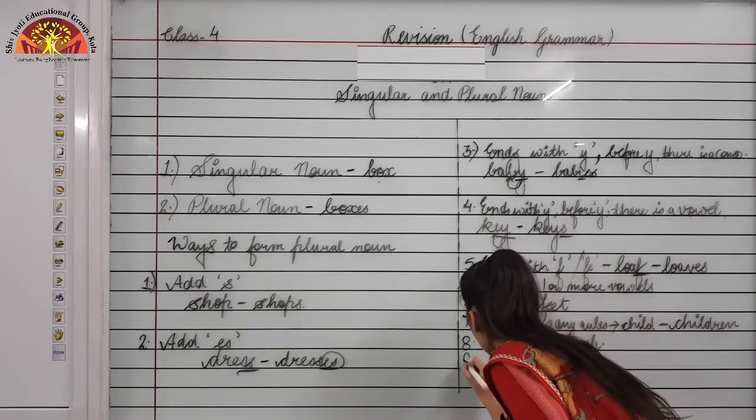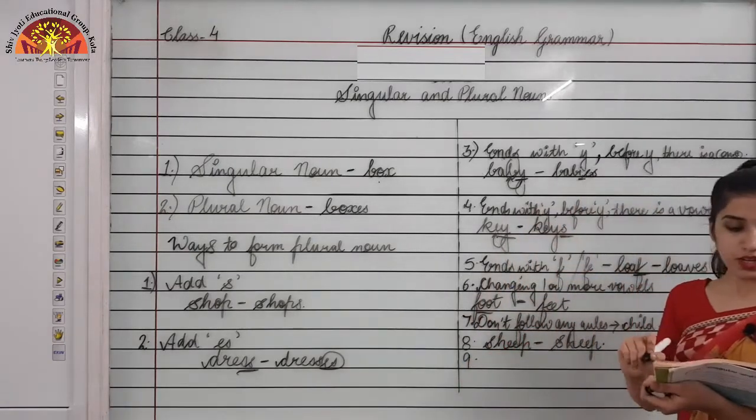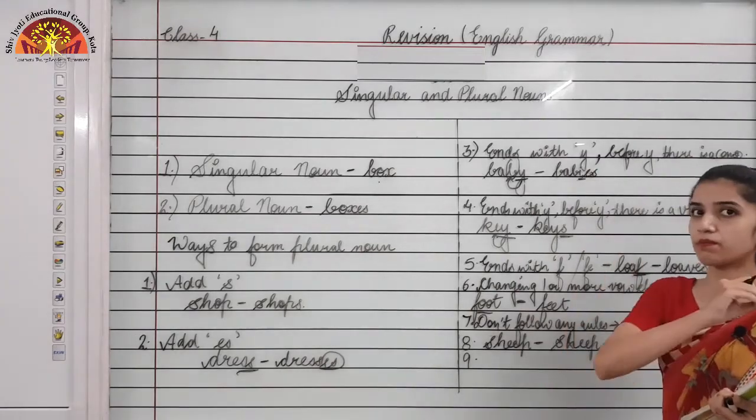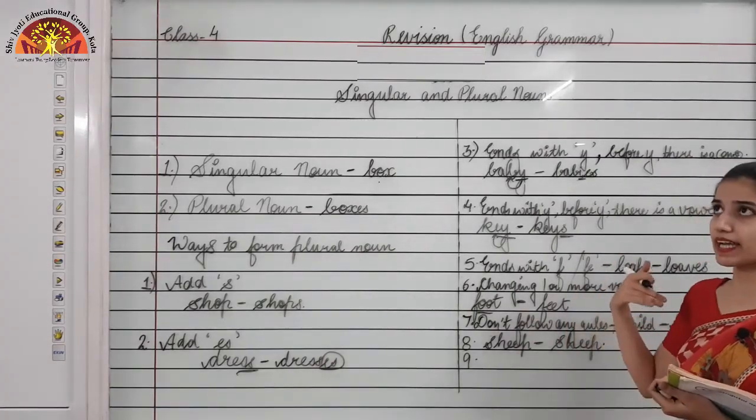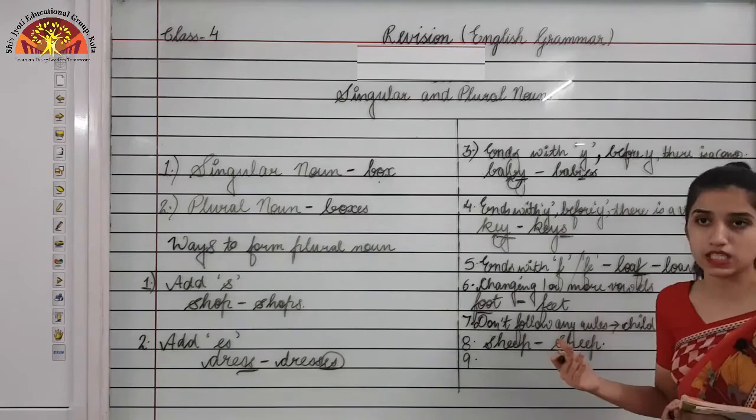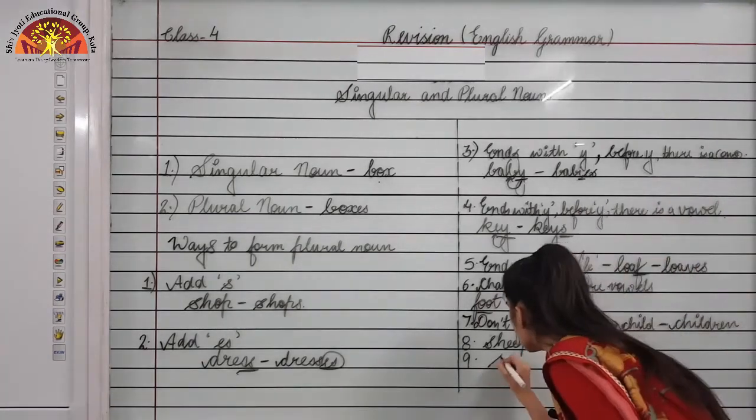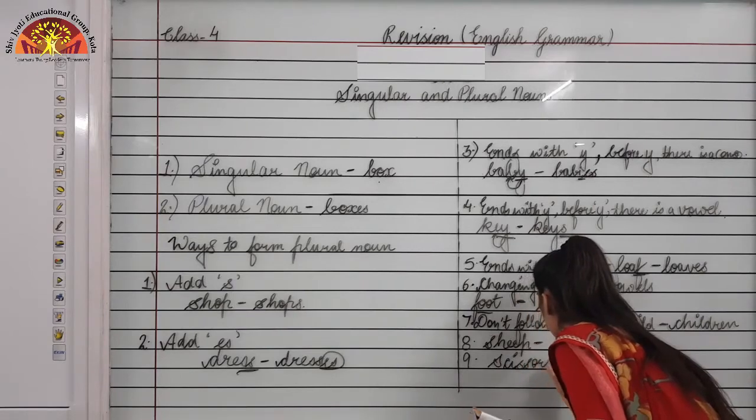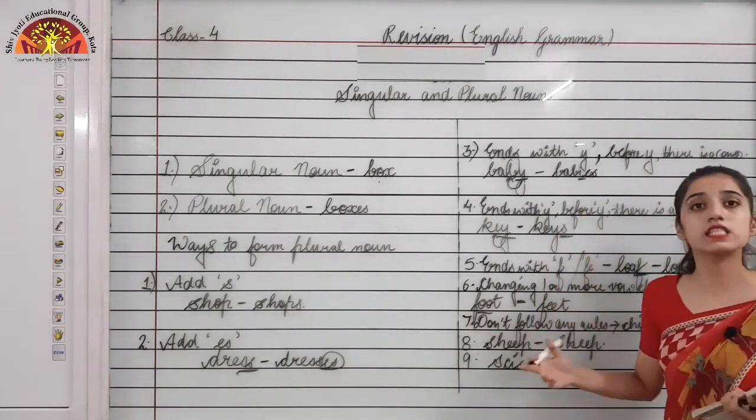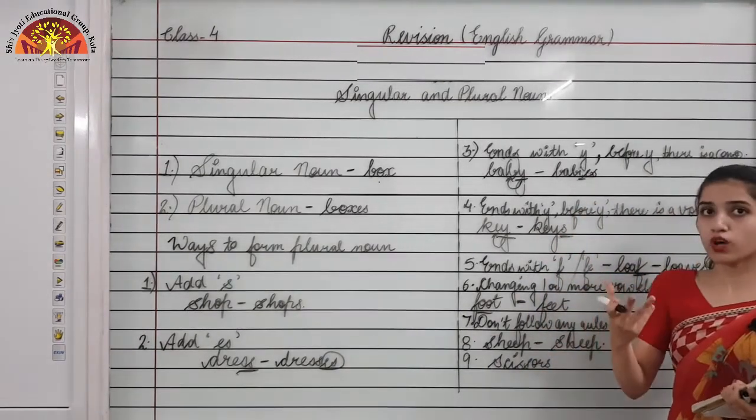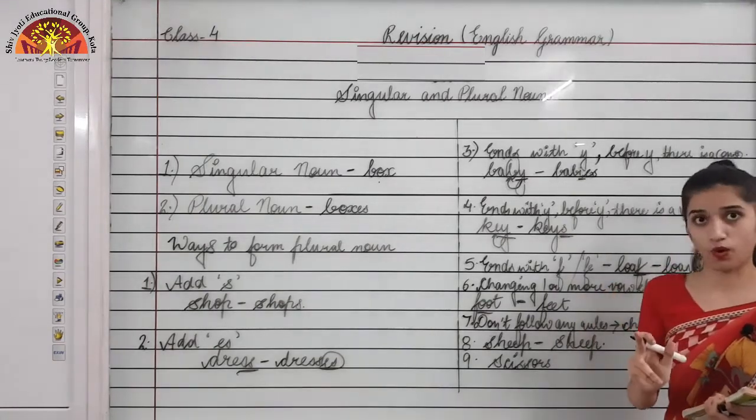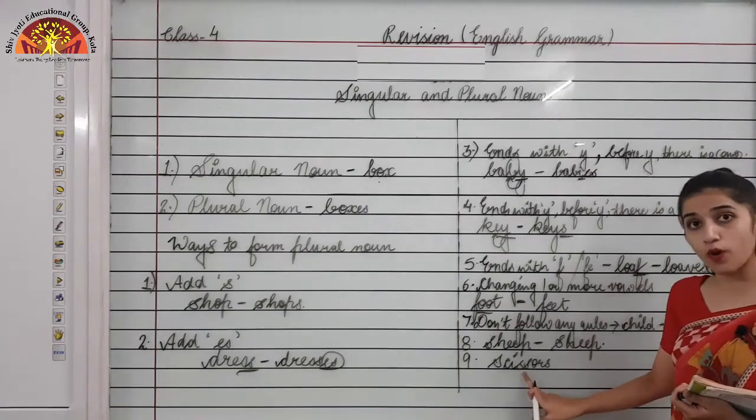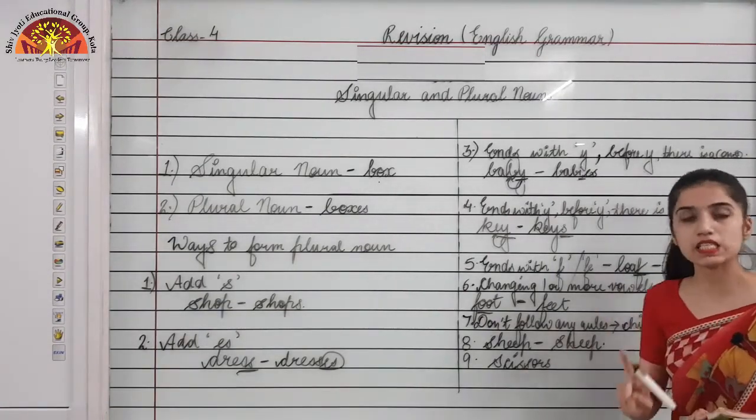Okay, now moving to the last rule. What is the last rule? There are some nouns that are always plural. They always remain plural. We don't need to make them plural. If the example is scissors, I'll not call it a scissor. If you call it scissor, then that is wrong. You need to call it scissors. It will always be pronounced as scissors only.